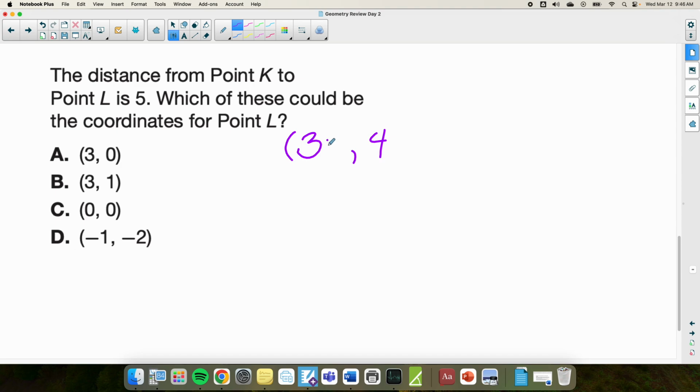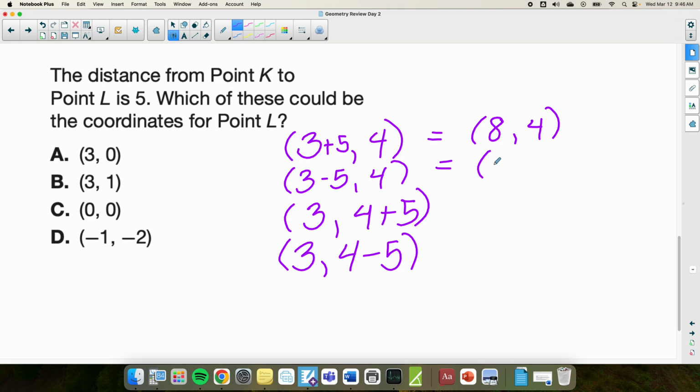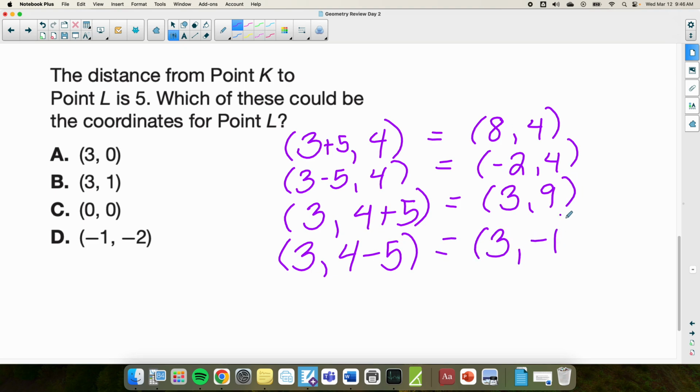So we're going to add 5 to the x. We're going to subtract 5 from the x. And then we're going to keep the x the same. We're going to add 5 to our y, and we're going to subtract 5 from our y. Okay? When I do this, I get 8, 4. I get negative 2, 4. I get 3, 9. And I get 3, negative 1.